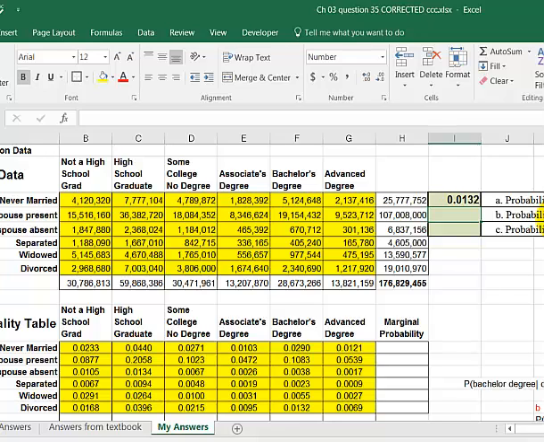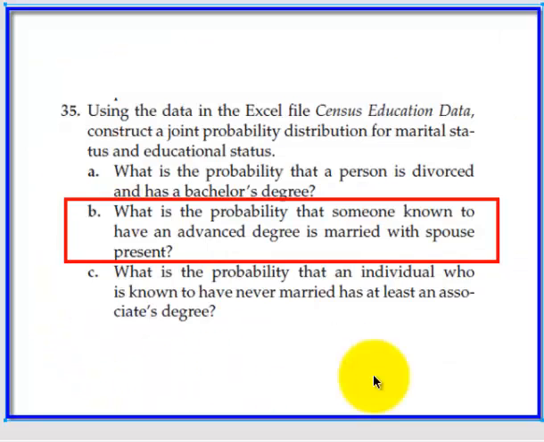So give me a second while I get set up here. All right, here's question B. This is where I have to apologize. I probably screwed up, but it's a wording issue. The way the problem is worded is different than what I'm used to. So what's the probability that someone known to have an advanced degree is married with spouse present?